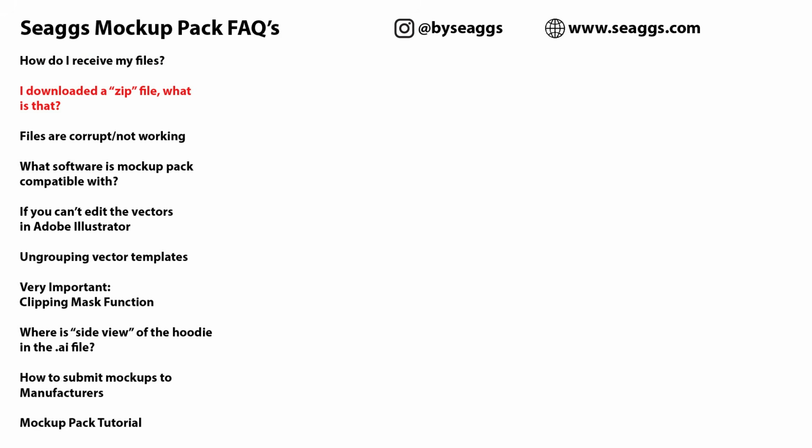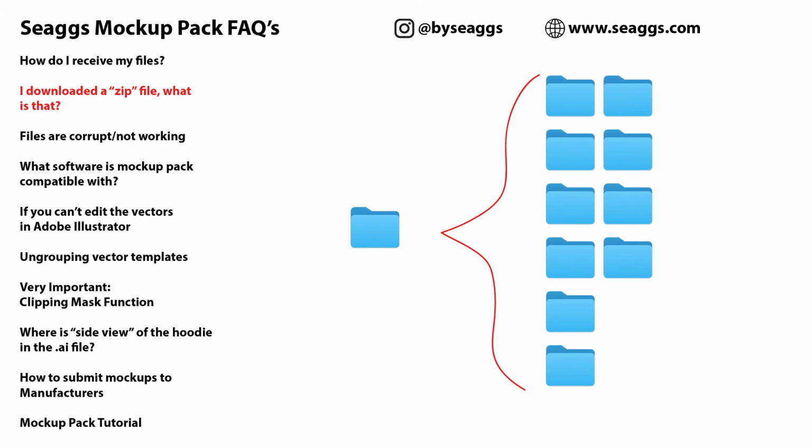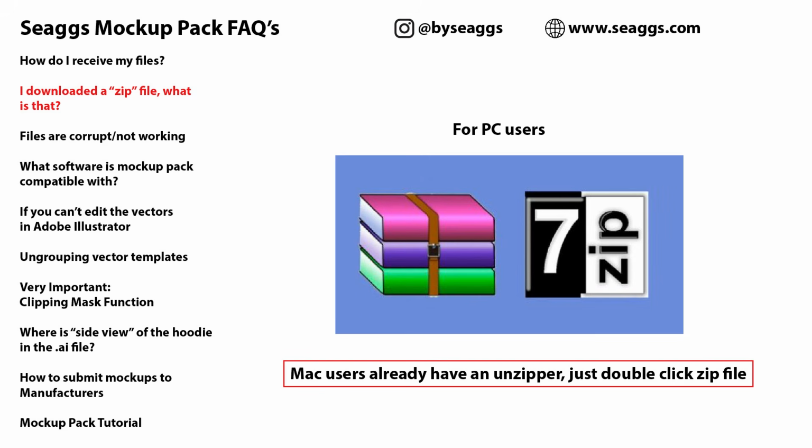I downloaded a zip file. What is that? I've never seen a zip file before. The downloaded file is called a zip. It's like a compressed file containing many other files within it. To unzip it, download WinRAR or 7-zip and unzip the files. Then a folder will be created that contains the Adobe Illustrator file, the PNG files of all 112 vector garments, and a limited usage agreement.